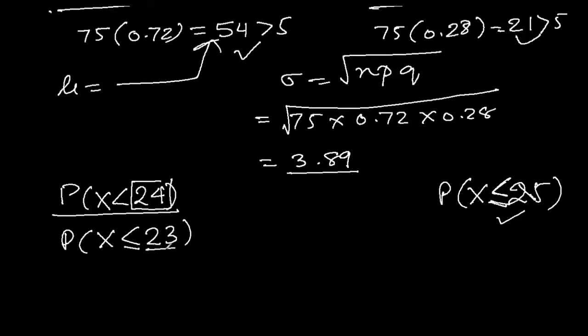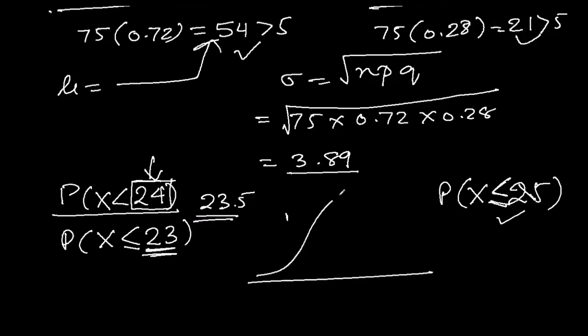So to include 23, what do we do? We reduce 24 to 23.5 so that we are as close as possible to 23. And now we will use the same thing. Let me draw the normal distribution graph for this. The mean is 54. And I want somewhere here 23.5 and less than that. This is the probability I want.